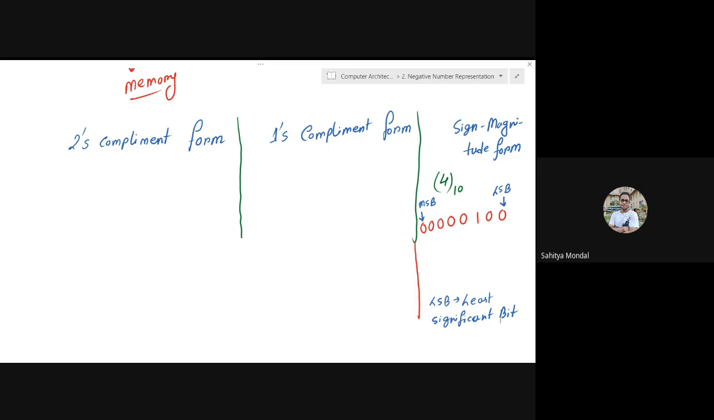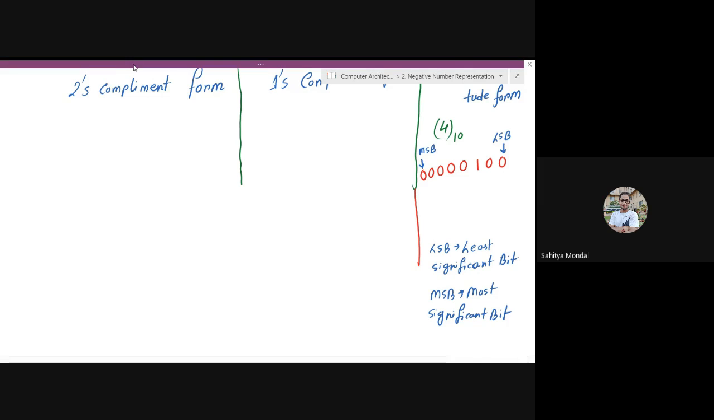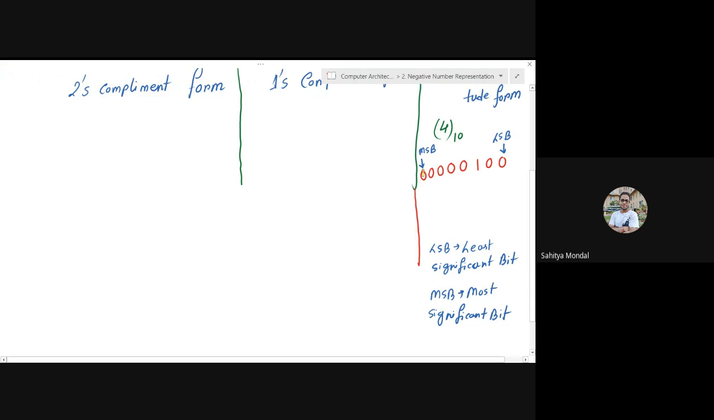Hello. So what I am talking about: one is the least significant bit, and the other is the MSB, the most significant bit. Now the MSB is considered the sign bit. Which bit will be considered the sign? This bit, only this bit. And the remaining bits will be the magnitude.